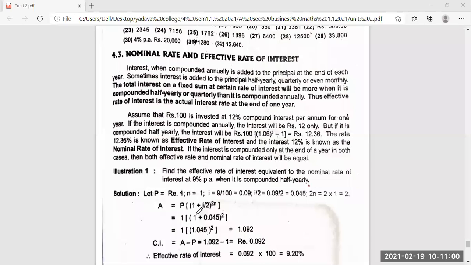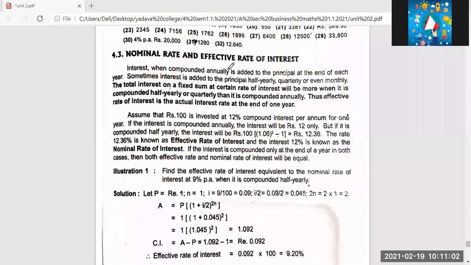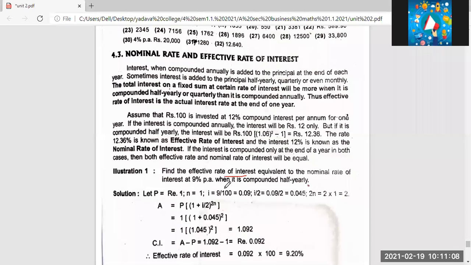Okay, now. So in this nominal rate, they ask to find the effective rate of interest equivalent to the nominal rate of interest of 9% per annum, when it is compounded half yearly. You all know half yearly means divided by 2, then quarterly means divided by 4. So we consider the principal as usual, assumed to be rupee 1. N we don't know, so we are considering it as 1. So I, they have given 9% per annum.